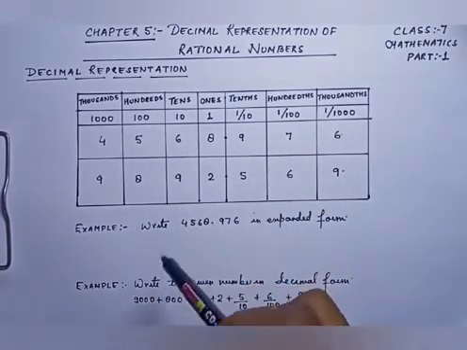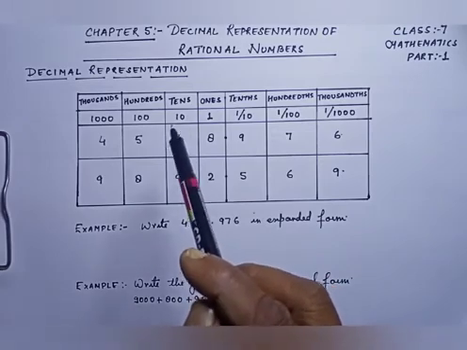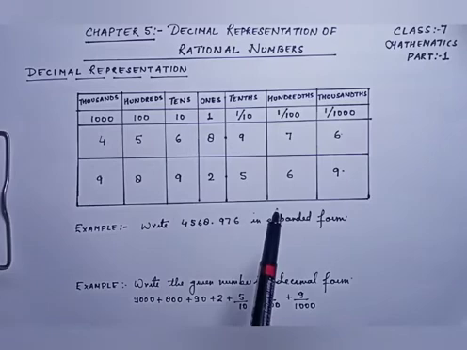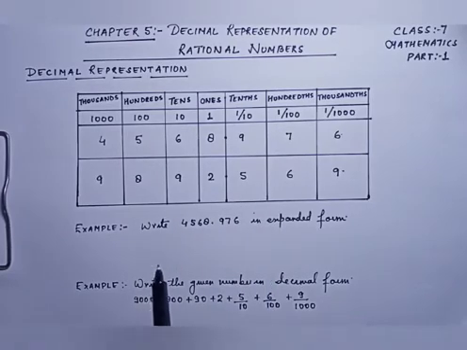So over here I have taken some examples and I am going to explain how we are going to write the given number in expanded form, and if the number is given in expanded form, how we are going to write it in the form of a decimal.